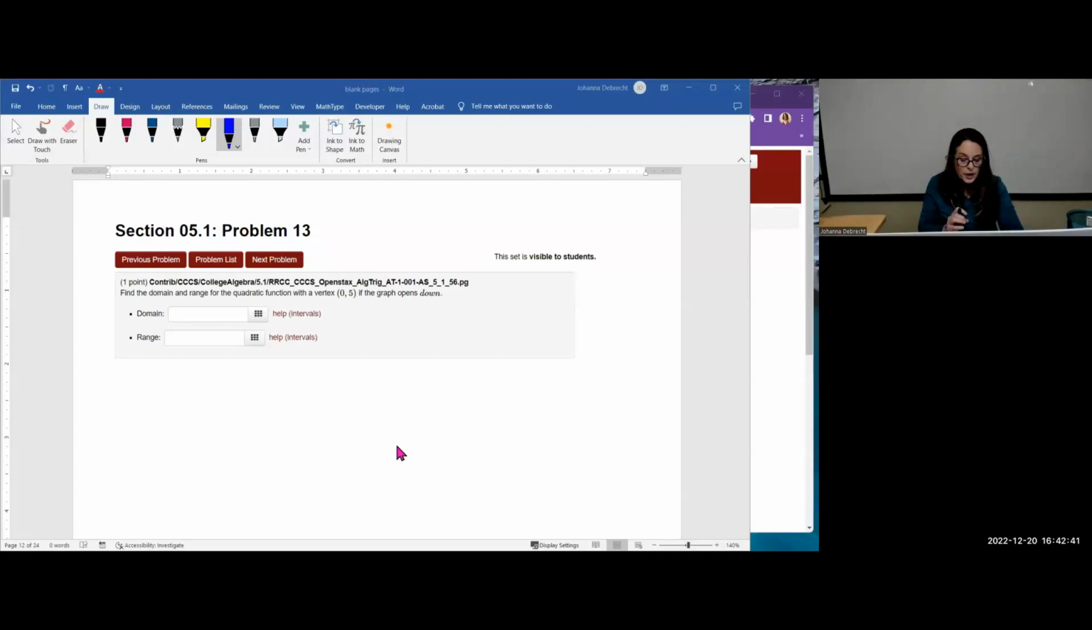So on this problem, we're asked to find the domain and range for a quadratic function with a vertex of (0, 5) if the graph opens down. So it's like a downward opening parabola. Now, when we're doing this, again, the easiest thing to do is sketch it first. So, okay, I've got my XY axis here. And (0, 5), 2, 3, 4, 5 would be here. And I know it opens down somehow. I don't know where, but I do know it has to cross the x-axis. There have to be x-intercepts.